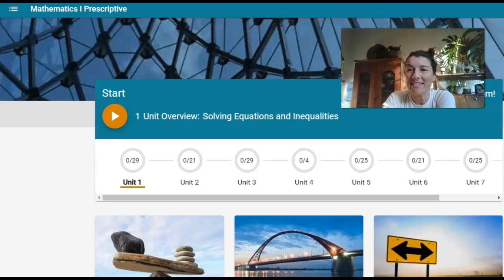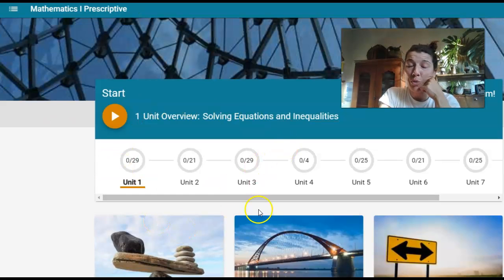Hello, it's Miss Fergus. This is your learning plan contract and how to complete your Algebra 1 math class. You are going to be working in a version of Algebra 1 called Math 1 Prescriptive, also called Math Foundations. And that is what it says when you click on it to enter this textbook.